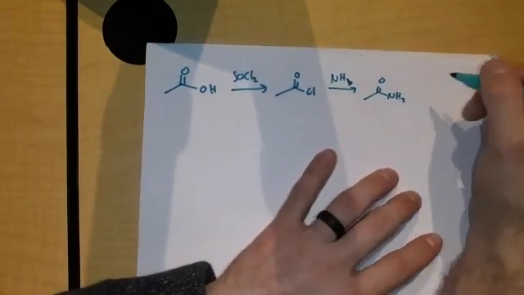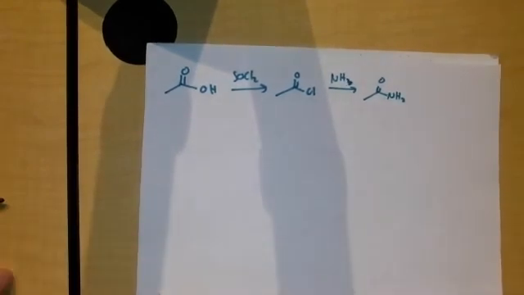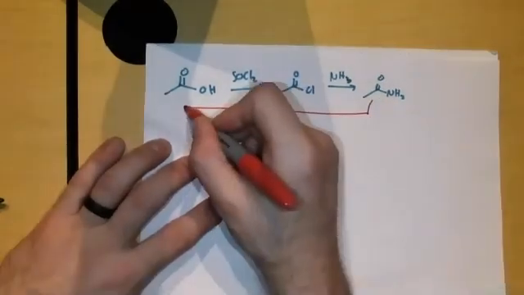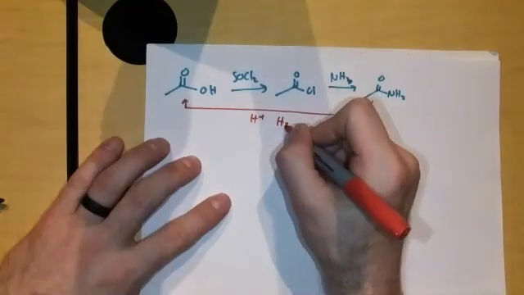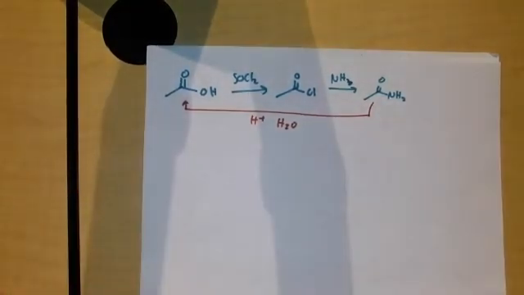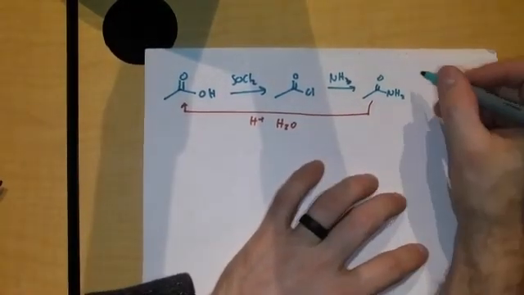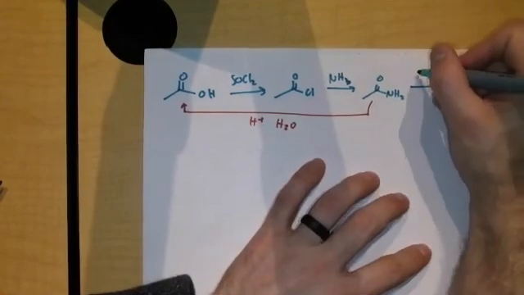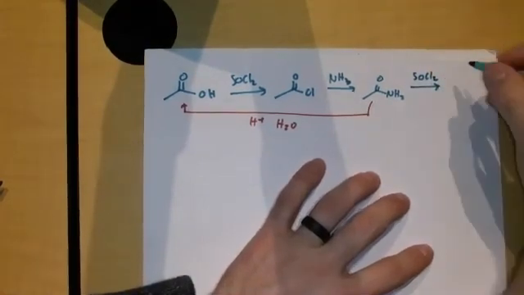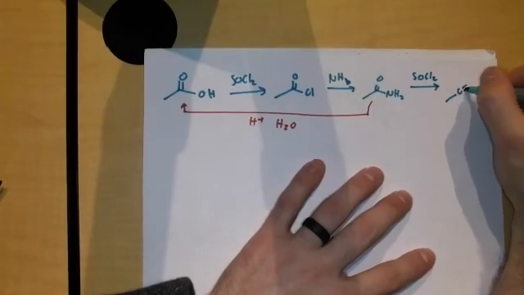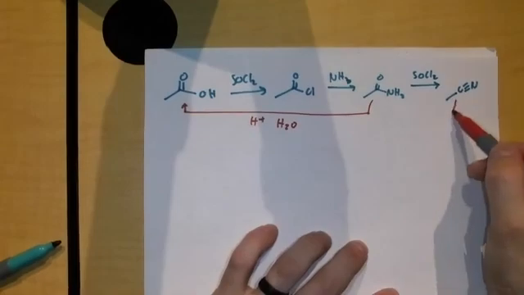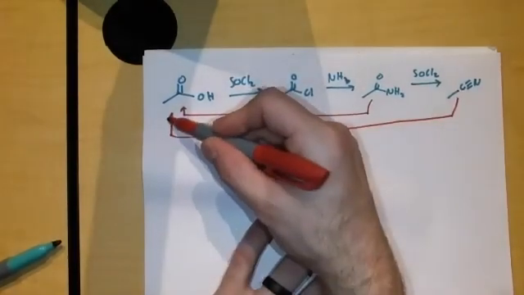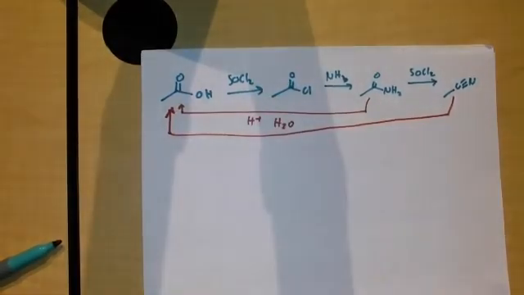And then, if we want to get back from here to our carboxylic acid, we could add an H plus water. We want to go forward to a nitrile. SOCl2 will get us here. And then again, taking the same reagent, H plus H2O, will let us go back to a carboxylic acid.